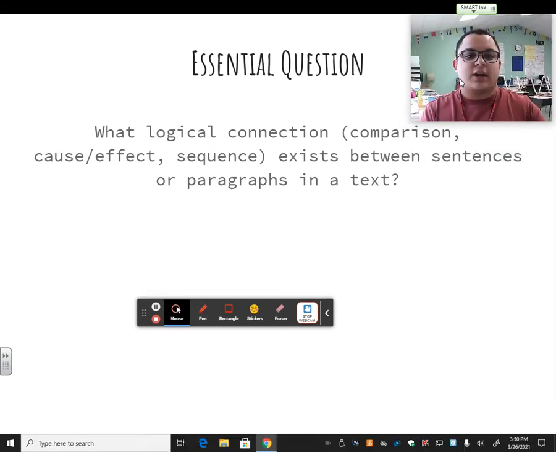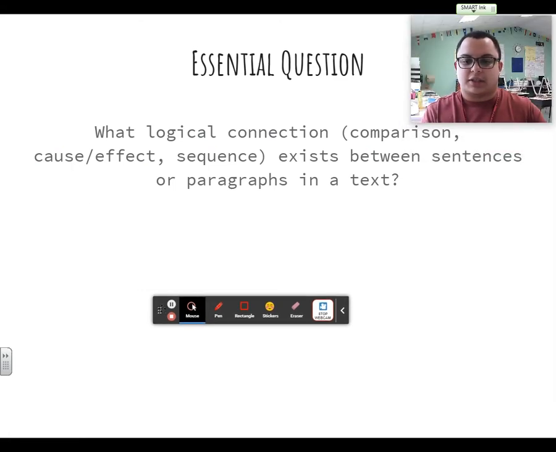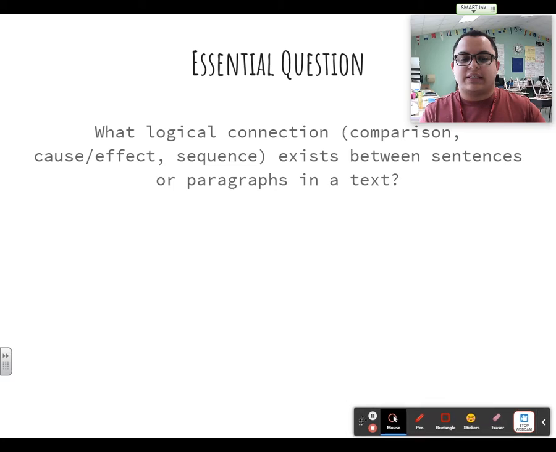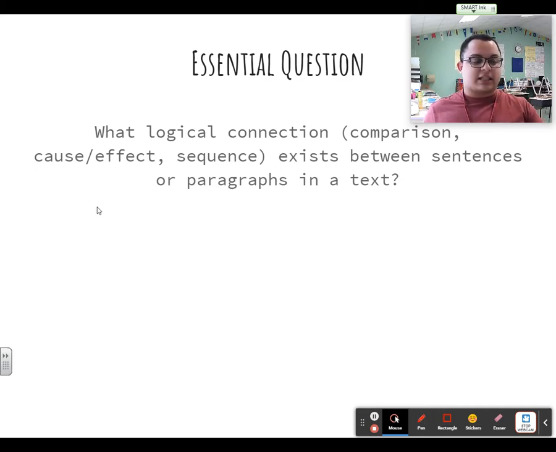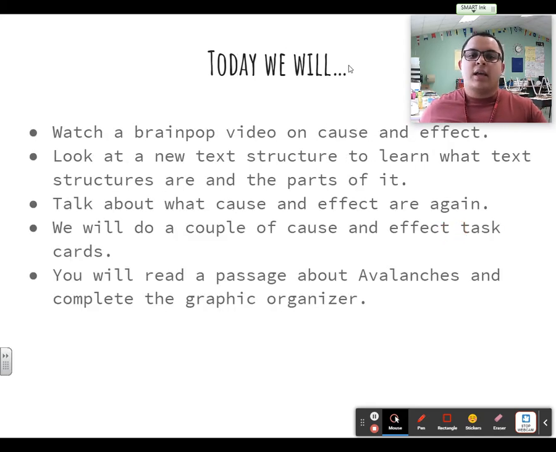All right, so we have a new essential question. And our new essential question is, what logical connection, given a comparison, cause and effect, or sequence, exists between sentences or paragraphs in a text? Because we know that everything that we read connects in some kind of way. If you're writing a paragraph, you want all of your sentences to connect because you don't want to be reading about a penguin in one sentence and a giraffe in the next sentence, unless you're going to compare those two animals. So today what we're going to do is we're going to watch a BrainPop video on cause and effect.